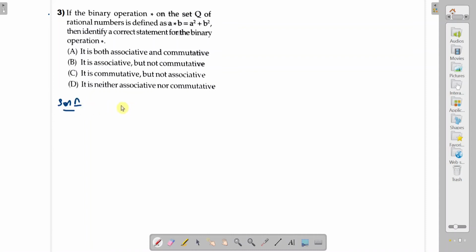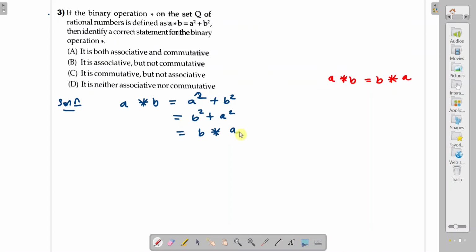Now if you first check the commutative, you have a star b equal to a square plus b square. What do you mean by commutative? a star b should be equal to b star a, right? This is the meaning of commutative. So you have a star b is equal to a square plus b square. This can be written as b square plus a square, right? Because it is a sum of real numbers. So this is equal to nothing but b star a.